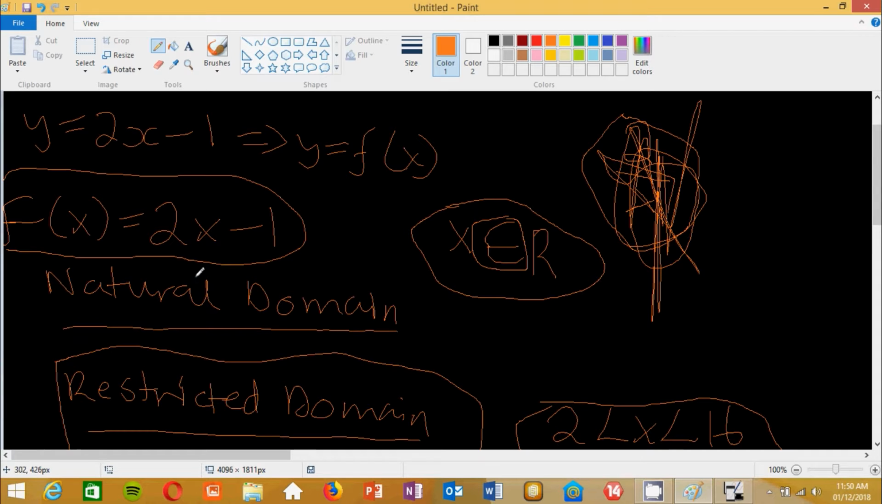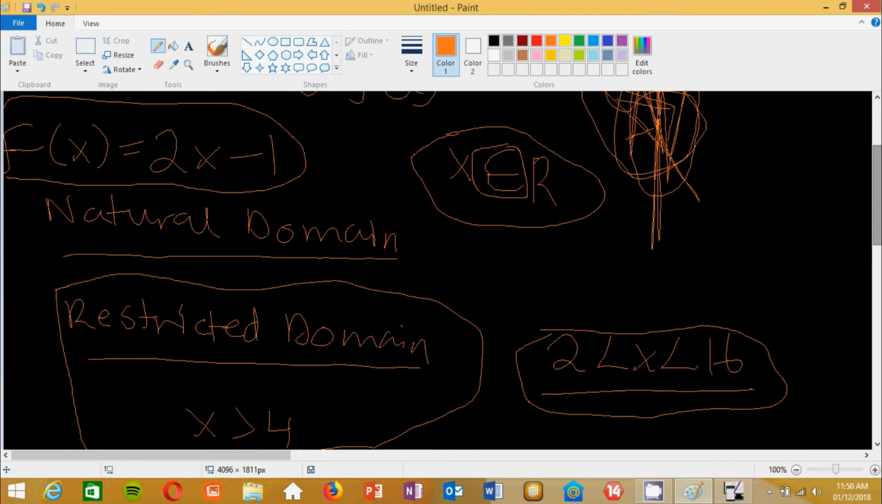Back to this function here. So what are the numbers that this function can handle? What can you put in? What can this function work with? It can work with any single number. Every single number that you put into this function, it can work with. So the set of numbers that a function can handle, the set of numbers that a function can work with, is known as the natural domain of that function.